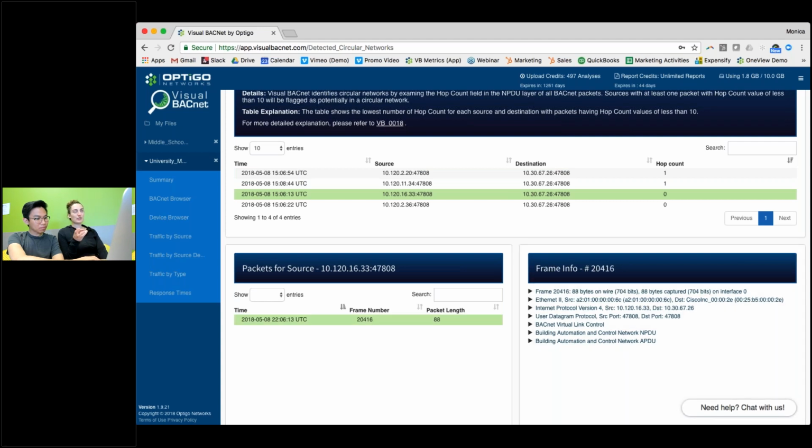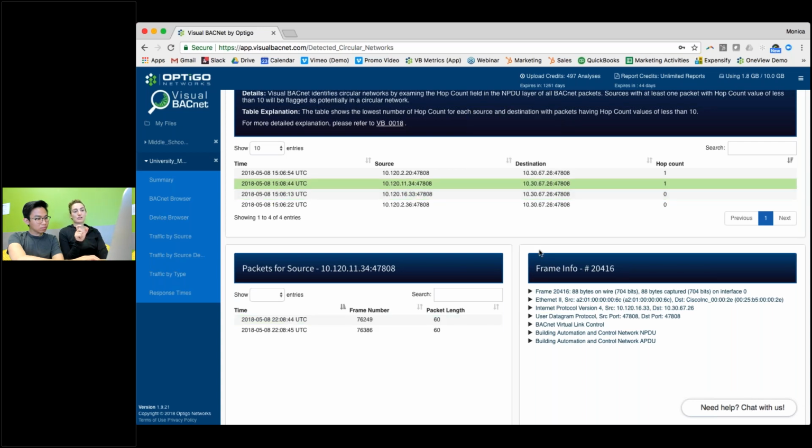Some devices by some vendors are really violating the standard, and their device has a hop count of 15. Which is 4 bits instead of 8 bits. That's right, half a byte instead of a full byte.